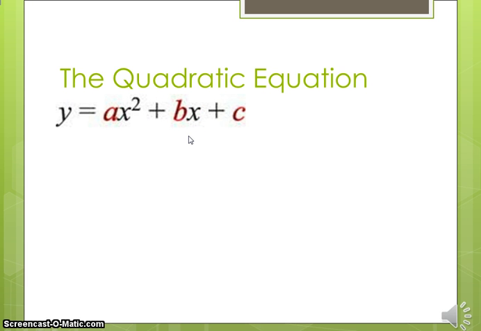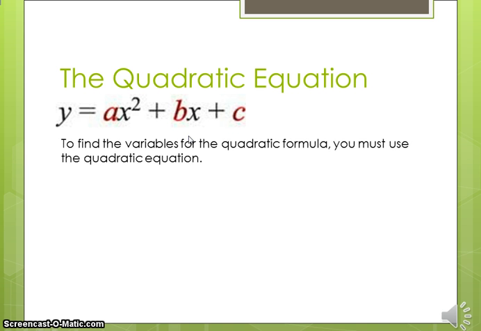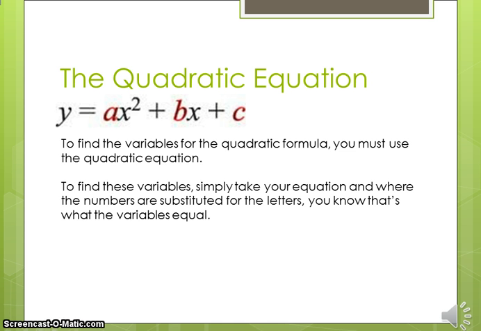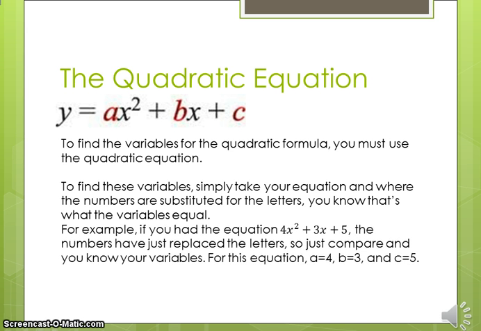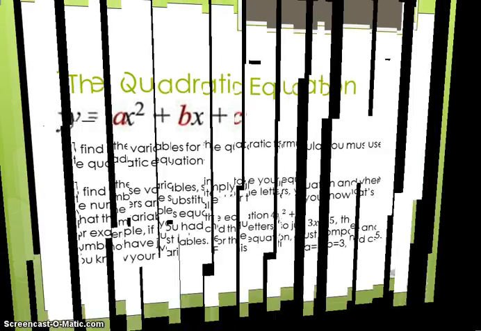This is the quadratic equation: y equals ax squared plus bx plus c. To find the variables for the quadratic formula, you must use the quadratic equation. To find these variables, simply take your equation, and where the numbers are substituted for the letters, that's what the variables equal. For example, if you had the equation 4x squared plus 3x plus 5, the numbers have just replaced the letters, so compare and you know your variables. For this equation, a equals 4, b equals 3, and c equals 5.